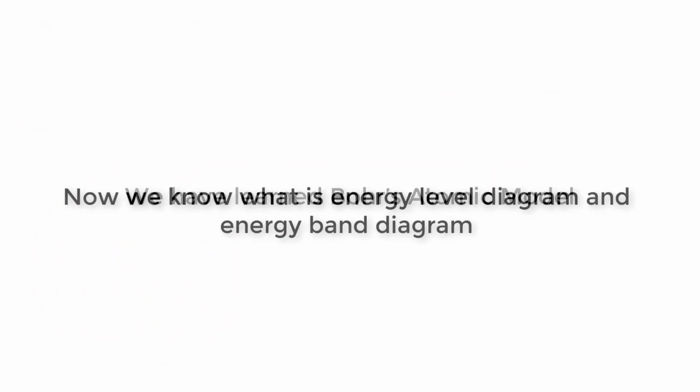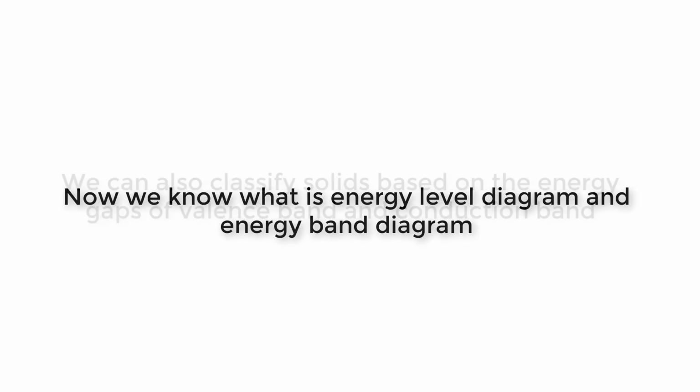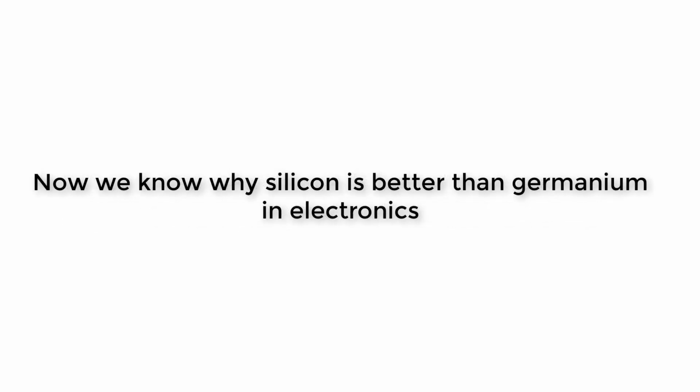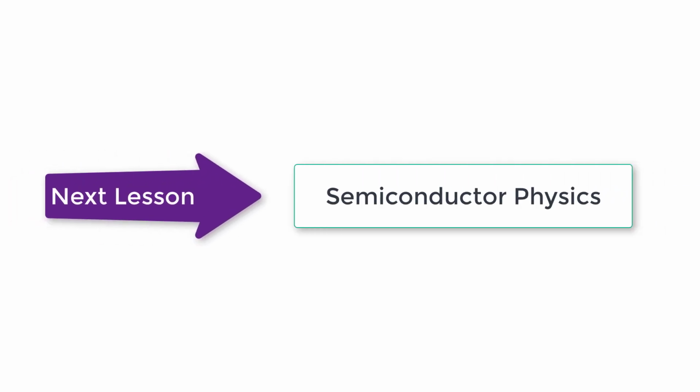We have learned Bohr's atomic model. Now we know what an energy level diagram and an energy band diagram are. We can also classify solids based on the energy gaps between the valence band and the conduction band. Now we know why silicon is better than germanium in electronics, and we are ready to go to the next lesson, that is semiconductor physics.